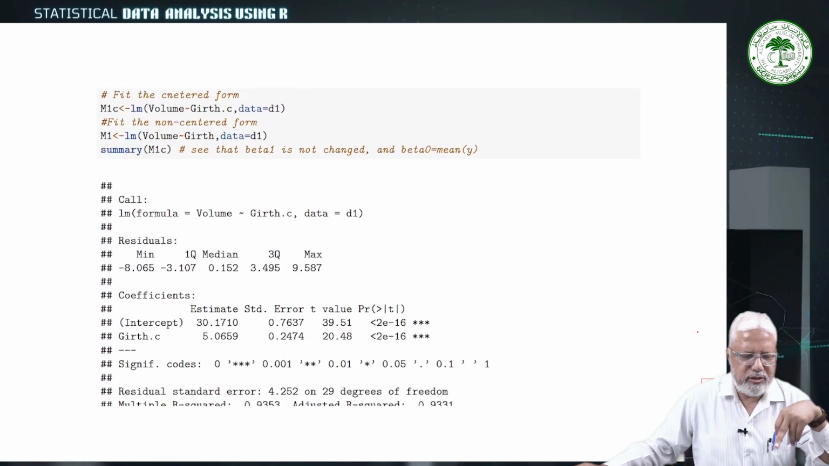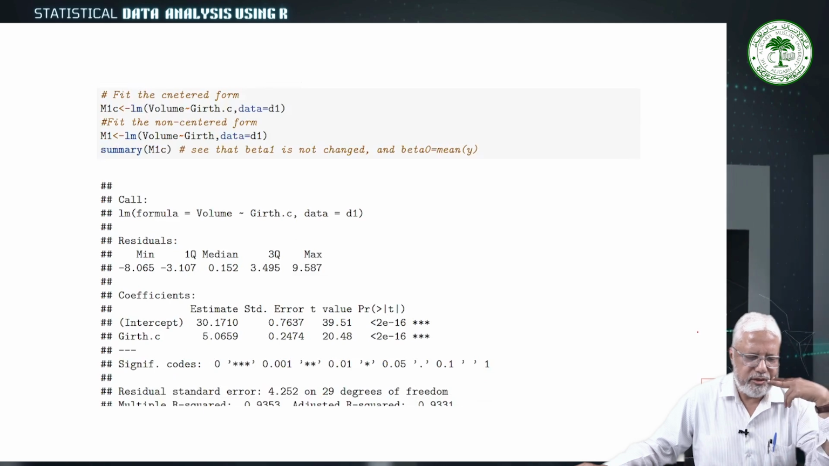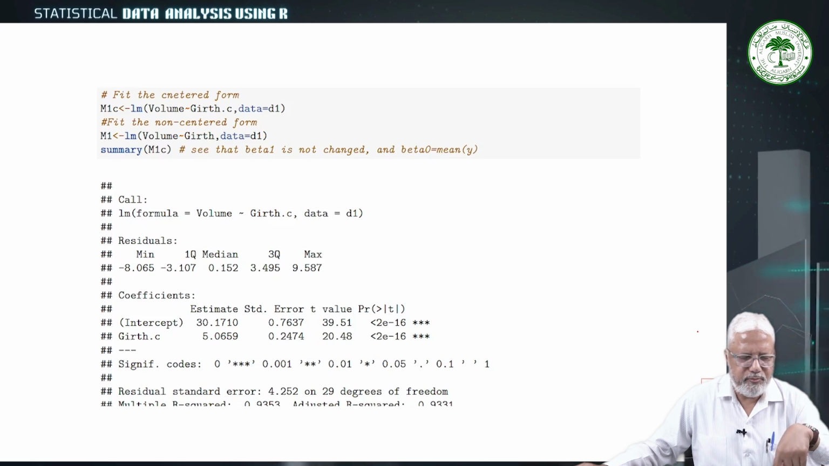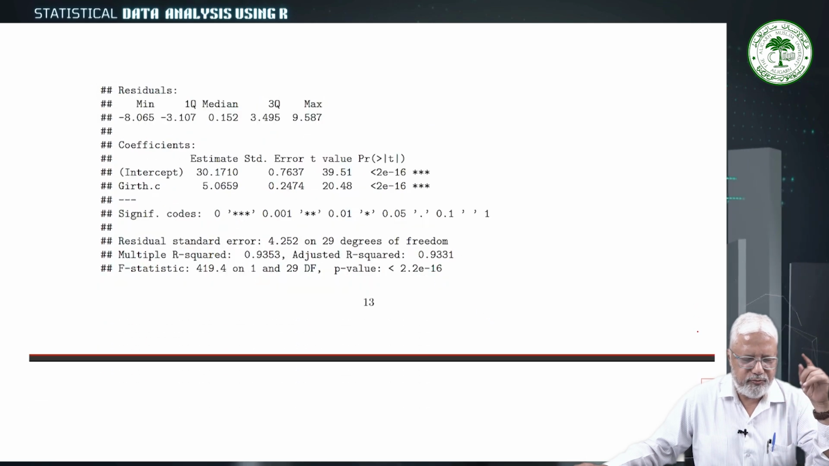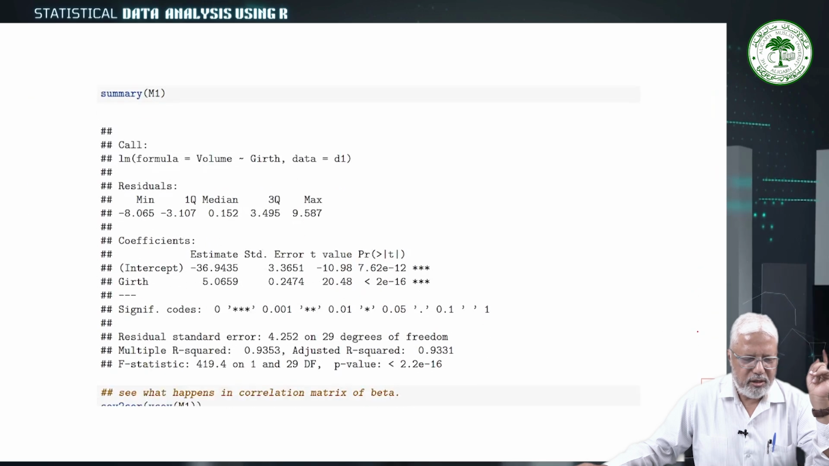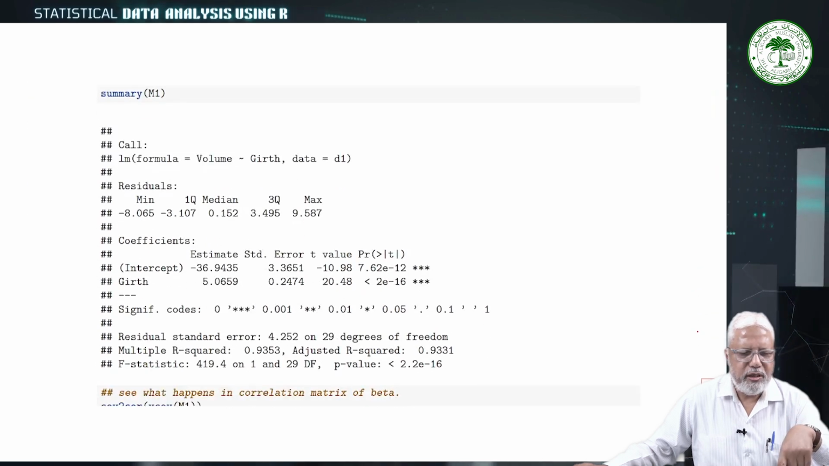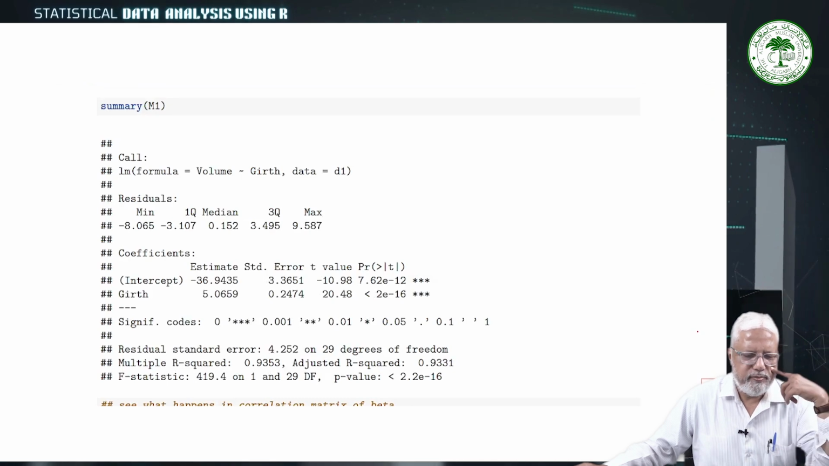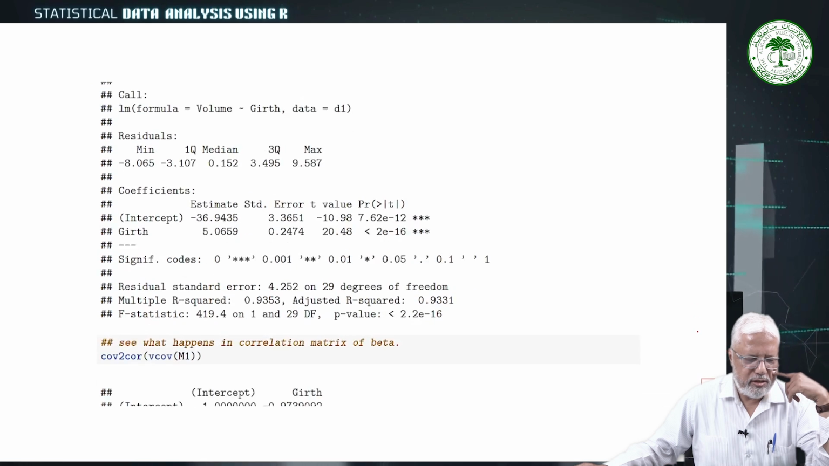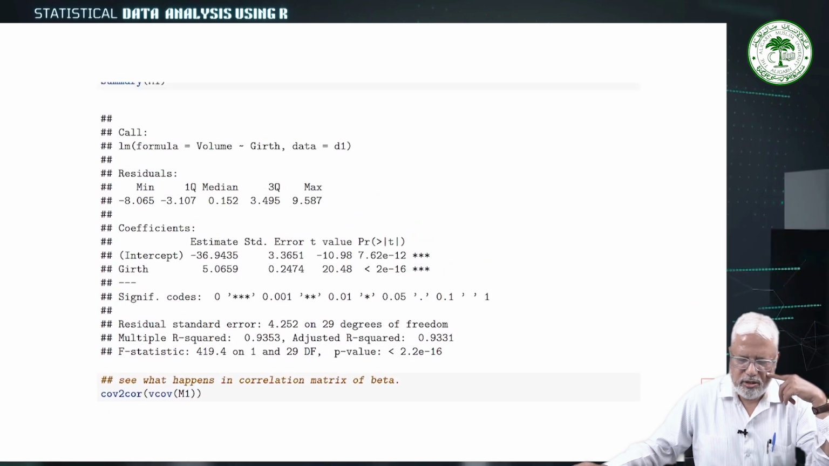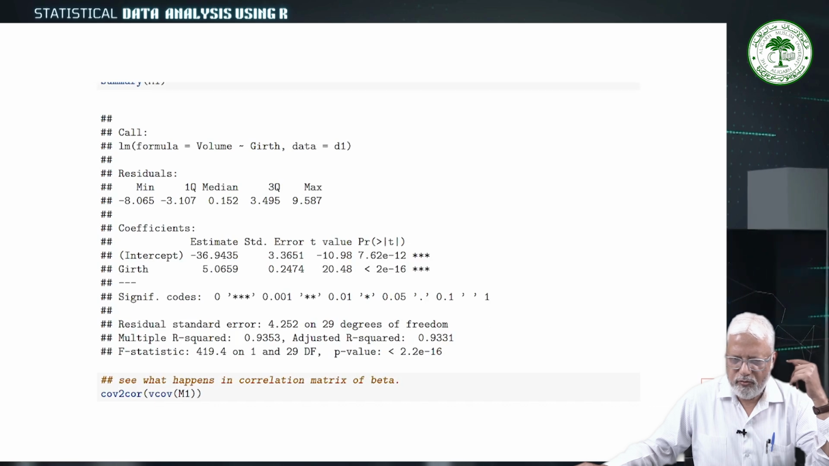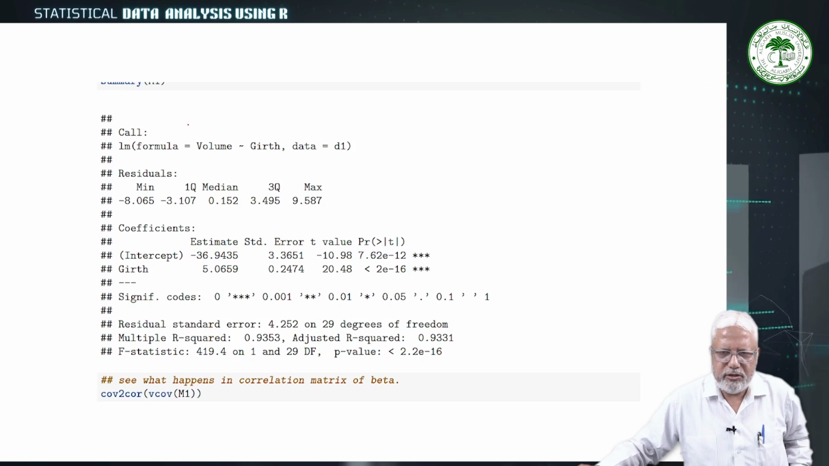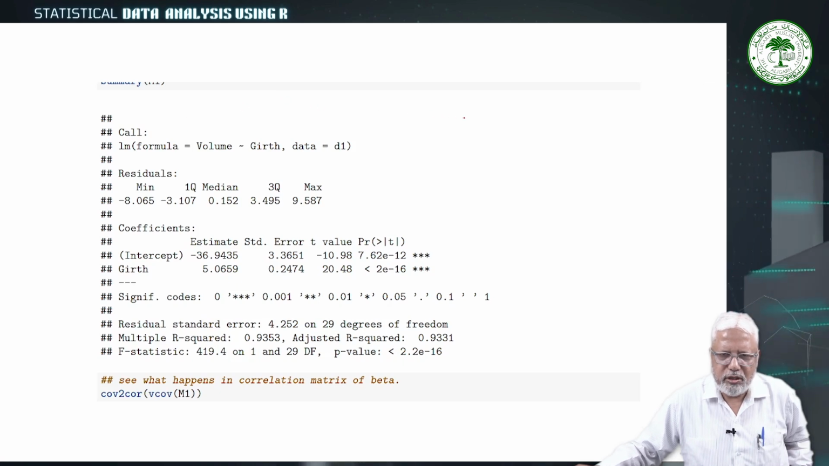Here the intercept is 30 and there it was minus something. So here beta 1 is the same, beta 1 is 5.06, whereas when we fit lm volume versus girth, not girth.c, it is minus 36. It is minus 36. So actually, I would like to explain these things using the commands.